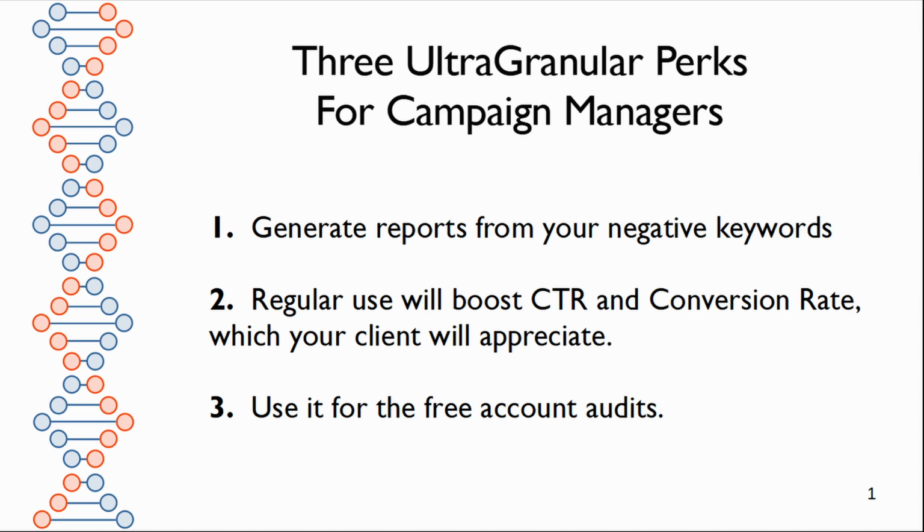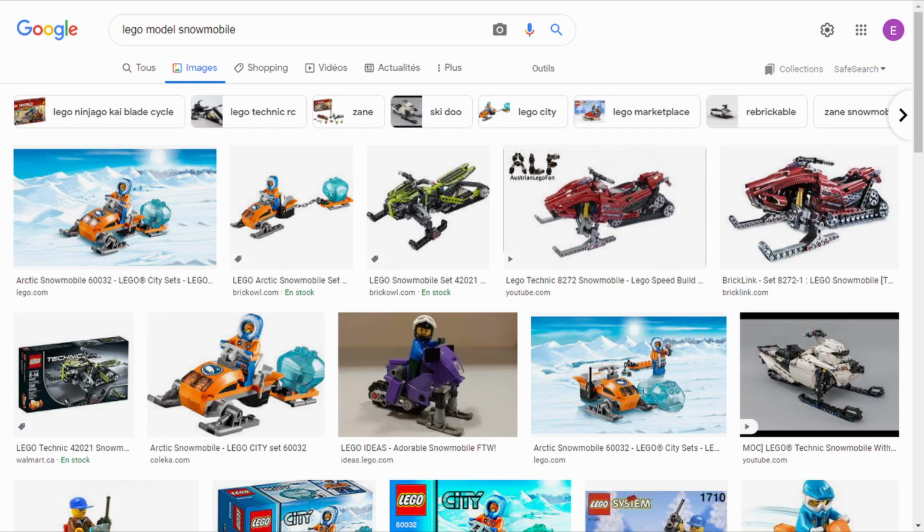And finally, number three, you can use UltraGranular when you offer free audits to your potential clients. Because there's nothing like pointing out that the previous manager didn't care about their spending and negative keywords to convince them to switch to you. You can say, look, you're selling snowmobiles, but you just paid $15 this week for Lego model snowmobiles. And $15 a week is almost $800 per year that you're throwing away because your current manager doesn't care. And then you can show, of course, more examples. But you can demonstrate that a previous person did not do their job and how you're the good person that will finally take matters seriously.